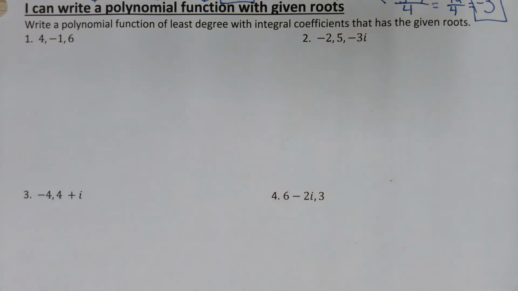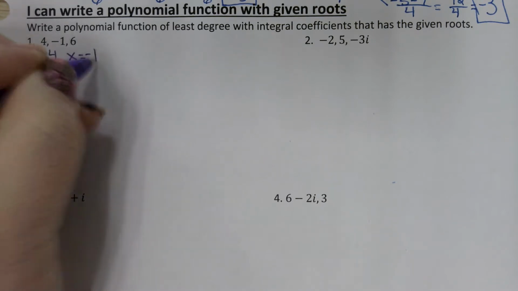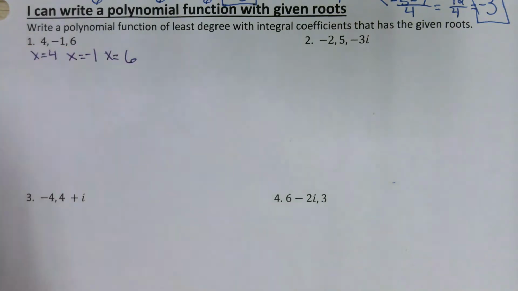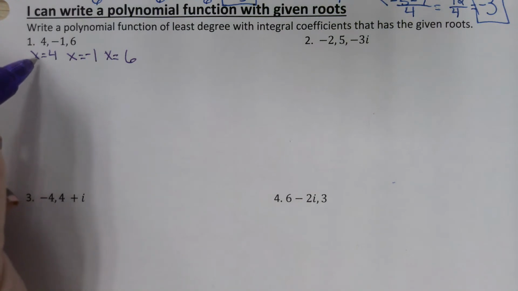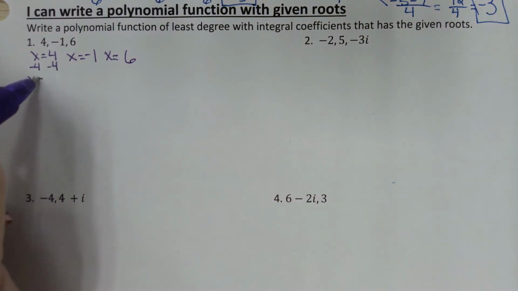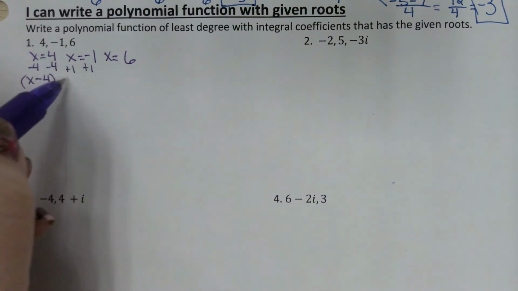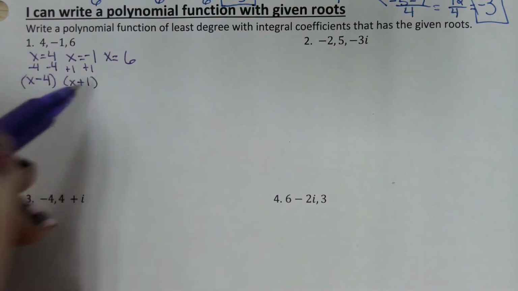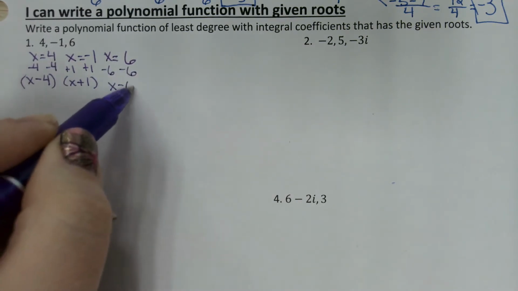Number 1, we have x equals 4, x equals -1, and x equals 6. We need to be able to write these as factors first. To write them as a factor, you have to move the number to be the same side as the x. So we'll subtract 4 from both sides, and that'll give us x minus 4 as a factor. We'll add 1 to both sides, and that will give us x plus 1 as a factor. And then we will subtract 6 from both sides. That will give us x minus 6 as a factor.